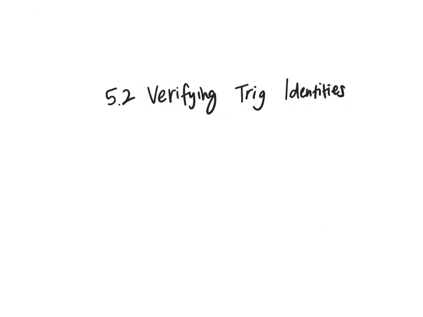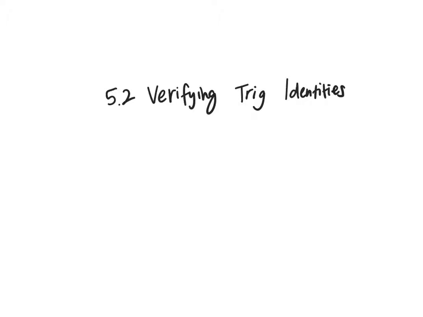5.2, verifying trig identities. For 5.2, I really recommend that you work through these examples, try problems, and do the homework problems with at least one other person. I strongly recommend that you work with a partner or in a small group of maybe 3 or 4 so that you can help each other work through the steps. It'll also make it more fun and you'll be able to remember it long term as well. So again, I strongly recommend that you get into small groups and work through the example, you try, and homework problems together.